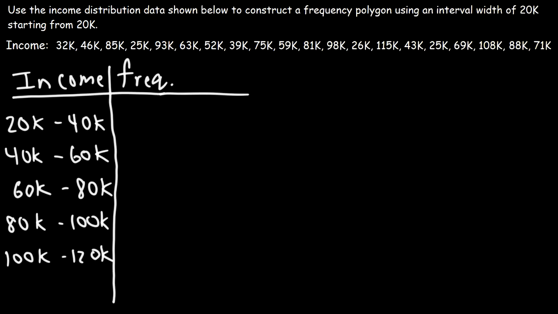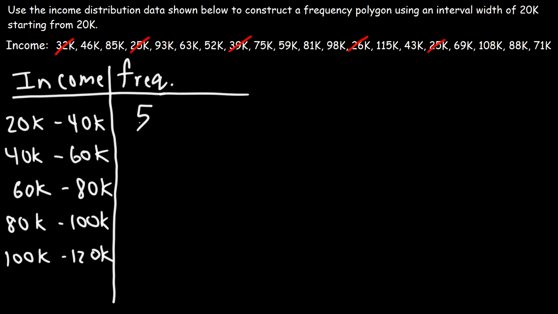Now let's determine the frequency for these income ranges. So how many individuals have an income between 20 and 40K? So this is the first one, that's 32. Here is the second one, 25. This is the third one, 39. And then 26K and 25,000. So we have 5 individuals with an income ranging between 20 and 40K.